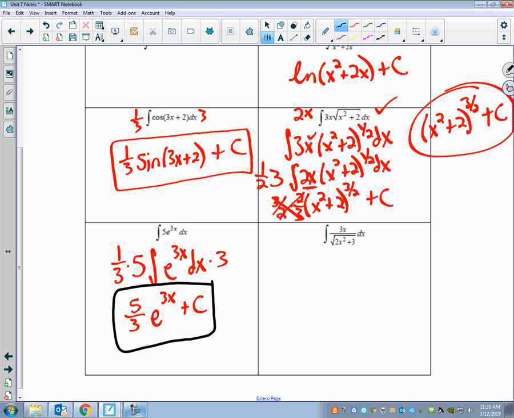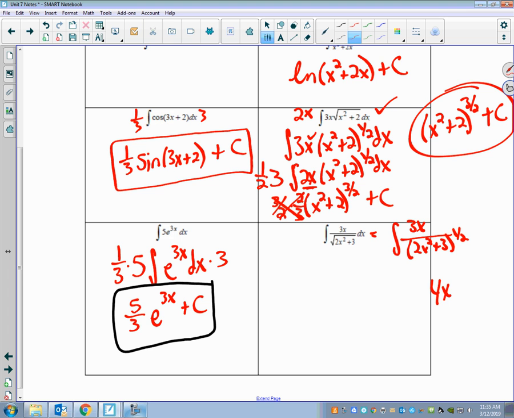This one, again, what do I see right away? I see the inside function as this. I'm going to rewrite it as 2x squared plus 3 to the 1/2. I'm actually going to bring it up and write it as a negative 1/2 in a minute. But think about what the derivative of the inside function would be. The derivative of the inside function would be 4x. So it's kind of like all the other ones.